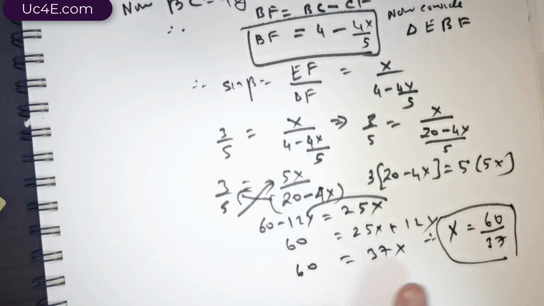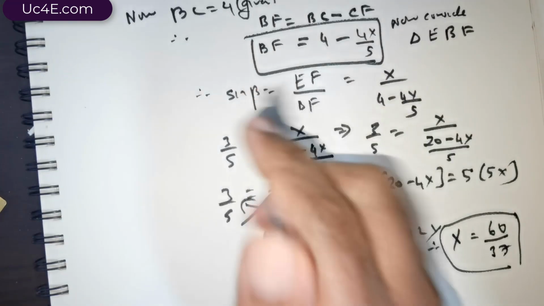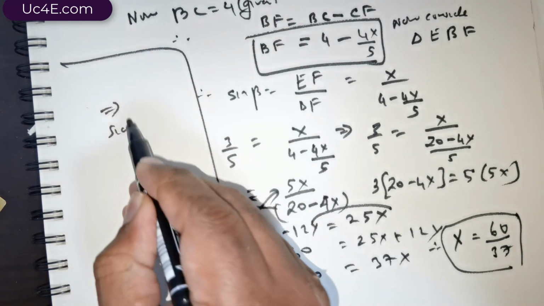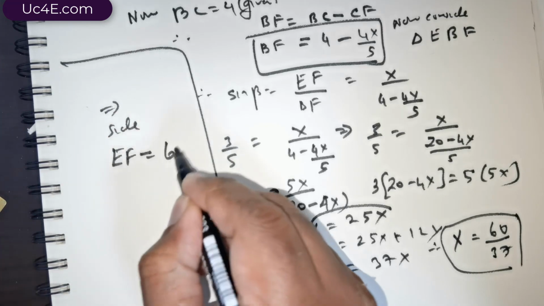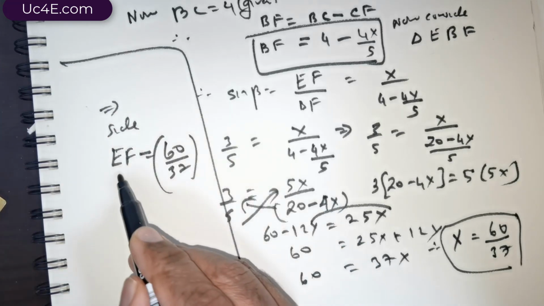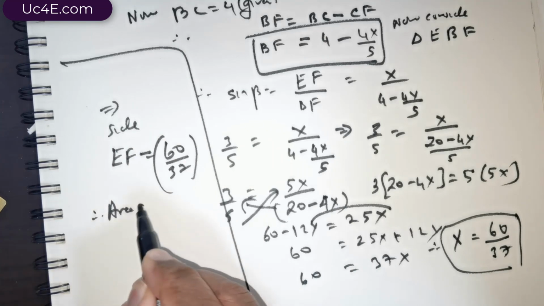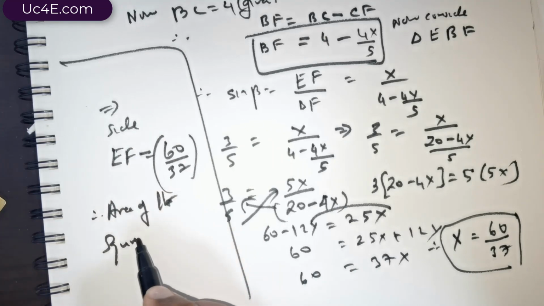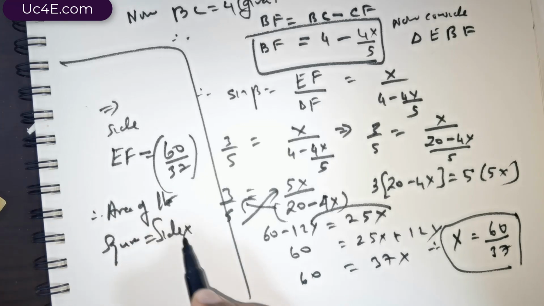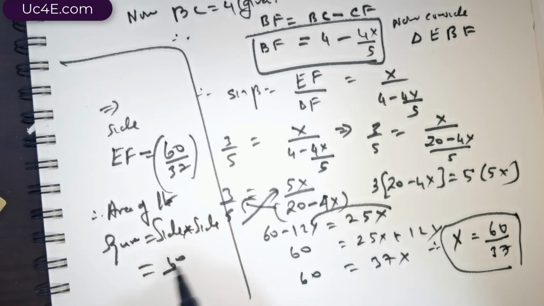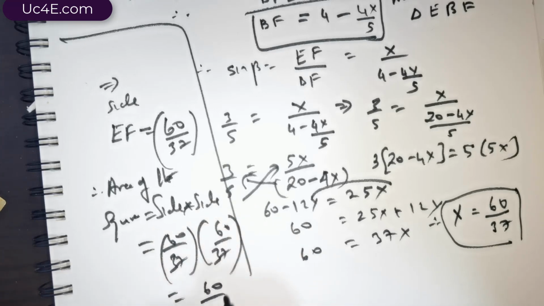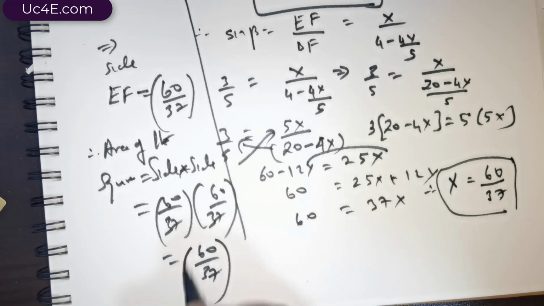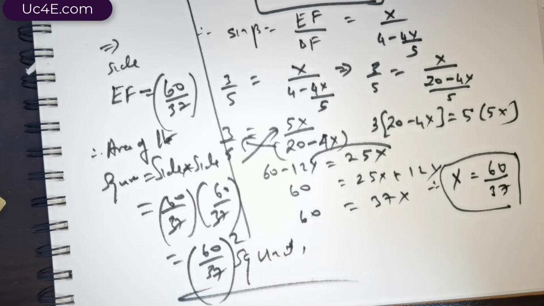So that's the value of x. We took side EF to be x, so side EF is equal to 60 over 37. This is one side of the square. Therefore the area of the square is side into side, which is 60 over 37 multiplied by 60 over 37, which is 60 over 37 raised to the power of 2 square units. And that's the solution for this question.